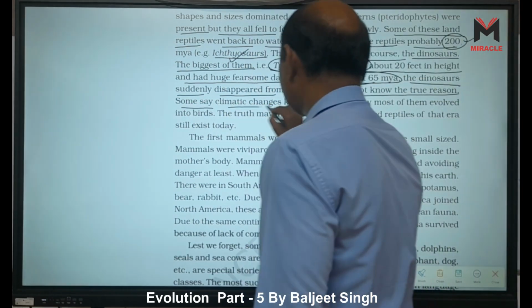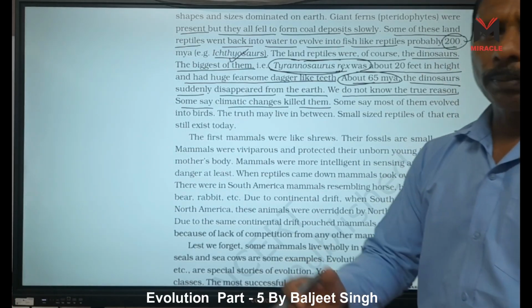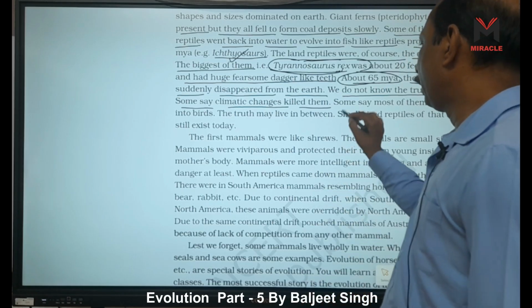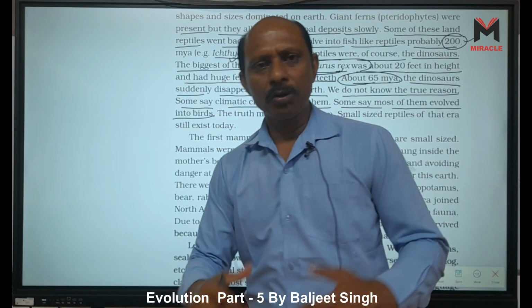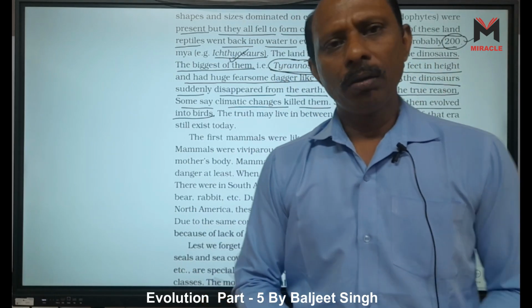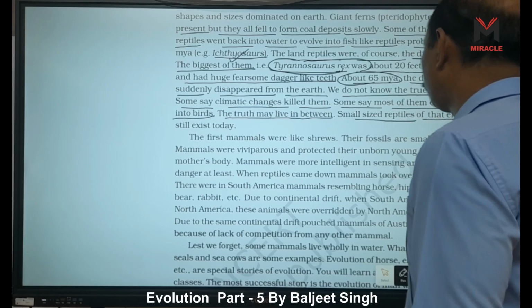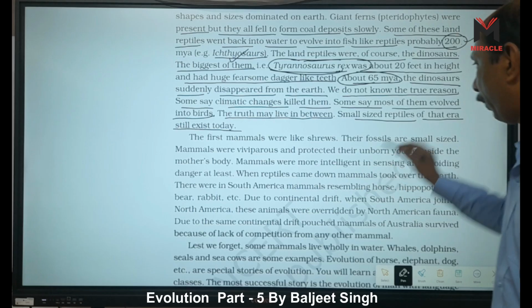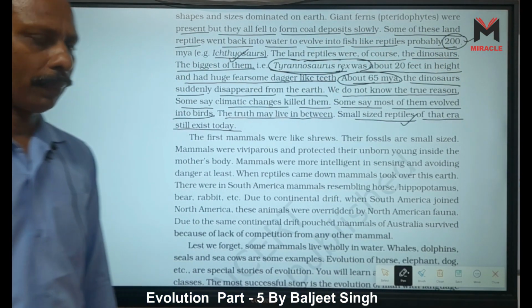Some say climatic change killed them. As for example, some say the ice age came, and because they are poikilothermals, when the temperature decreased greatly, they were unable to survive. Some say most of them evolved into birds. Some say no, evolution took place and then they converted into birds. Right? The truth may lie in between. Small-sized reptiles of that era still exist today. Today also small-sized reptiles are present, as for example crocodile, turtle, or tortoise. Right?